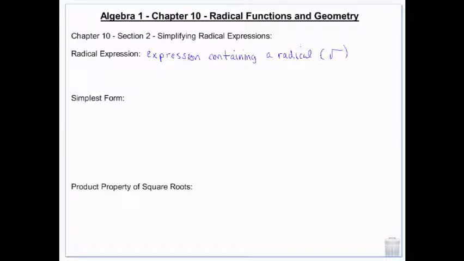A radical expression is an expression that contains a radical, and that's like a square root sign.